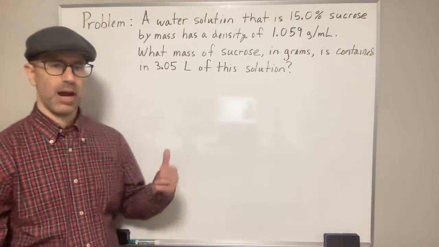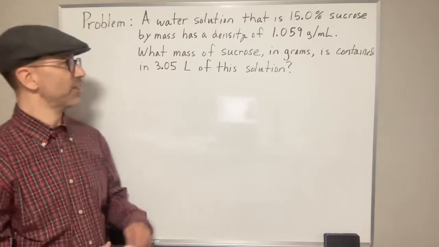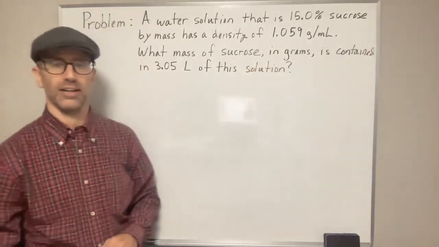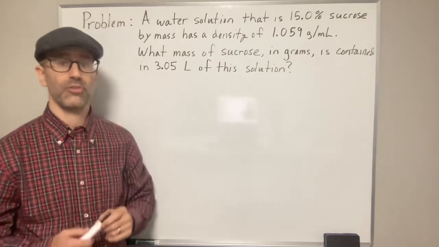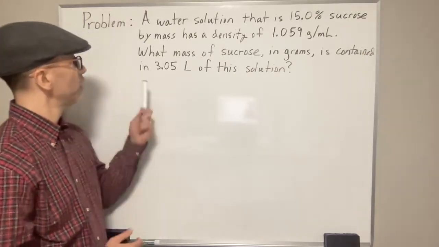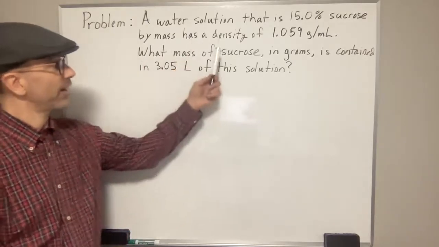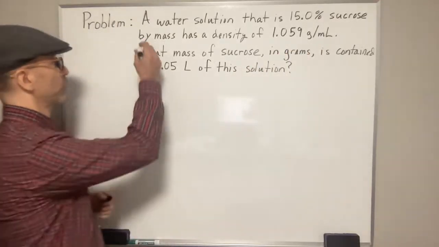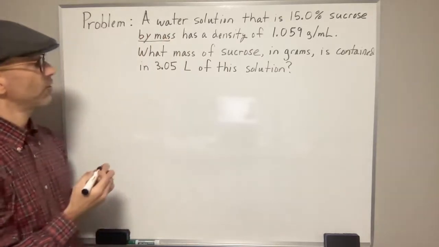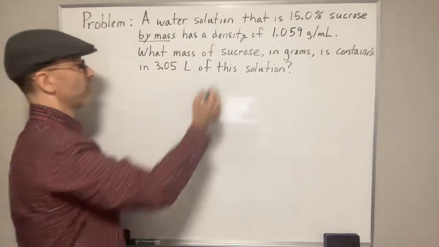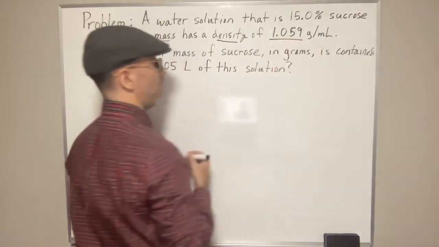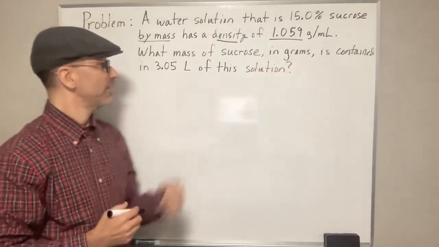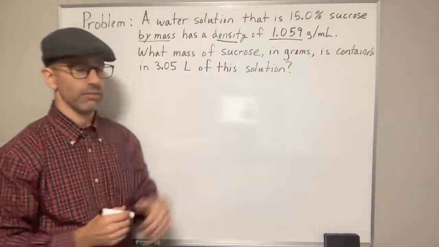Okay, so in this problem we're given some percent by mass, and we're given density. So we're going to learn how to use those as conversion factors. The problem says a water solution that is 15.0% sucrose by mass. So that's going to be important. So 15% sucrose by mass, and it has a density of 1.059 grams per milliliter. What mass of sucrose in grams is contained in 3.05 liters of this solution?